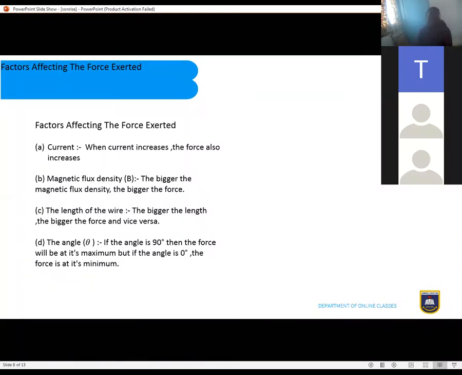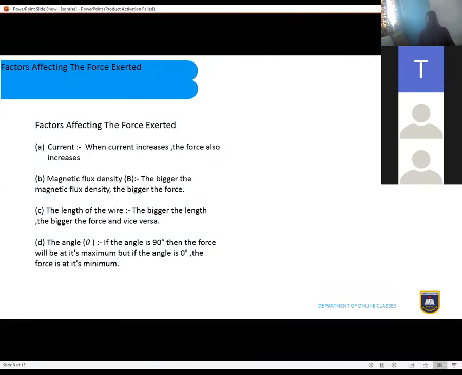So now, magnetic flux density is the B in the formula. The bigger the magnetic flux density, the bigger the force. Then the length, which is the L in the formula, the length of the wire. The bigger the length, the bigger the force, and vice versa.